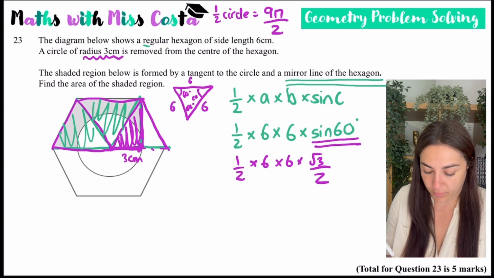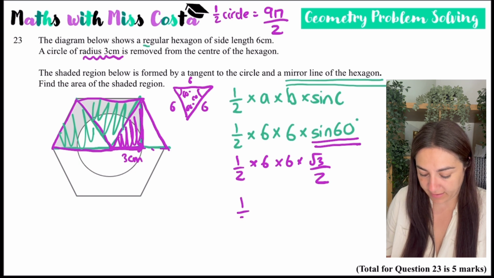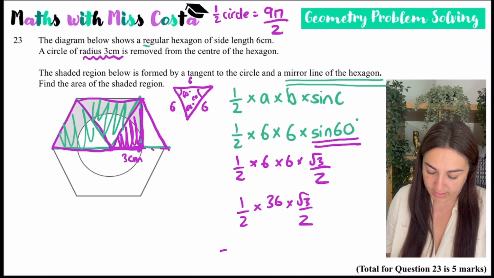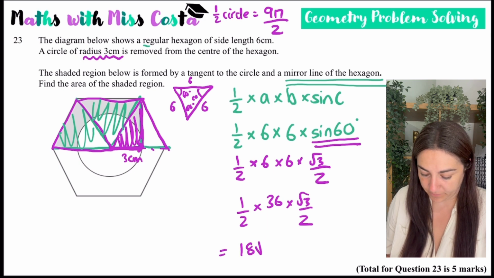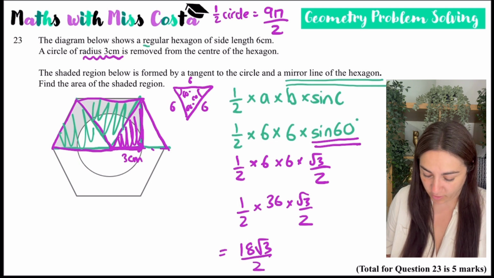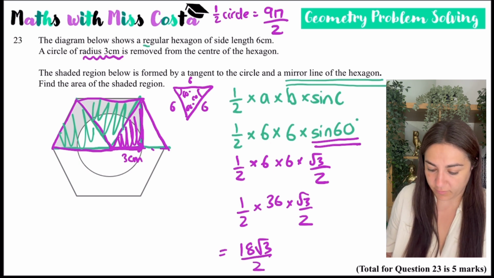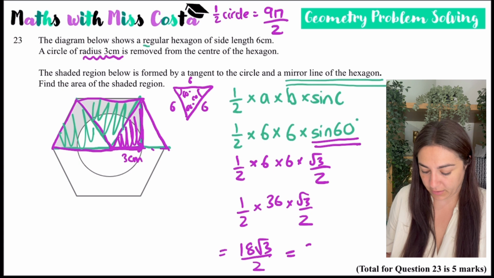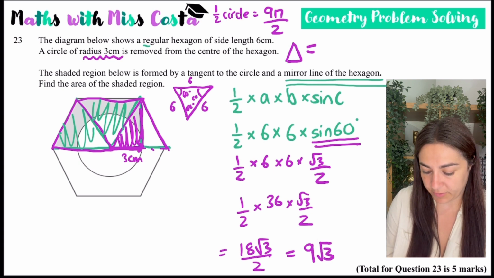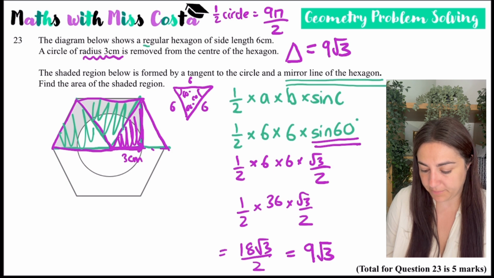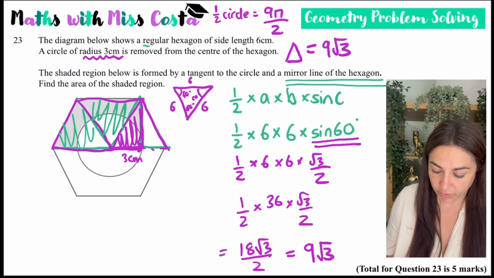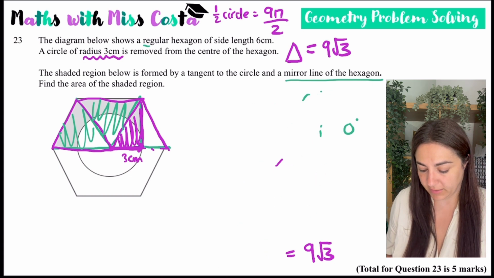So I've got that. I'm going to simplify this. I've got half times 36 times root 3 over 2. And then that becomes 18 root 3, half times 36 over 2. So the area of one triangle is 18 root 3 over 2, which can simplify to 9 root 3. So the area of a triangle is 9 root 3. I've got two of them, so I'm going to do 9 root 3 plus 9 root 3.